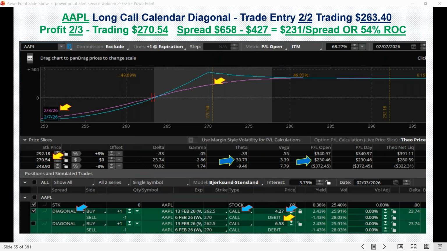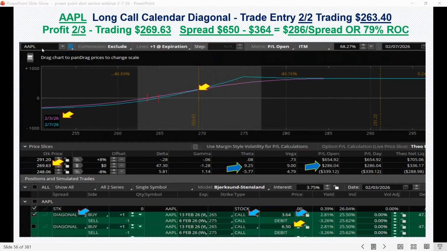All right, so I sent out that adjustment alert to make sure here's where you are. Here's another adjustment and update I sent out. This was sent out also on the third. And at that point, it was traded at 269.63, and had adjusted this into the 265 long, short the 275, $10 wide spread at a cost of 364. Now the spread had blown out to 650. Our adjusted cost was 364. So it was up 286 or 79% return.